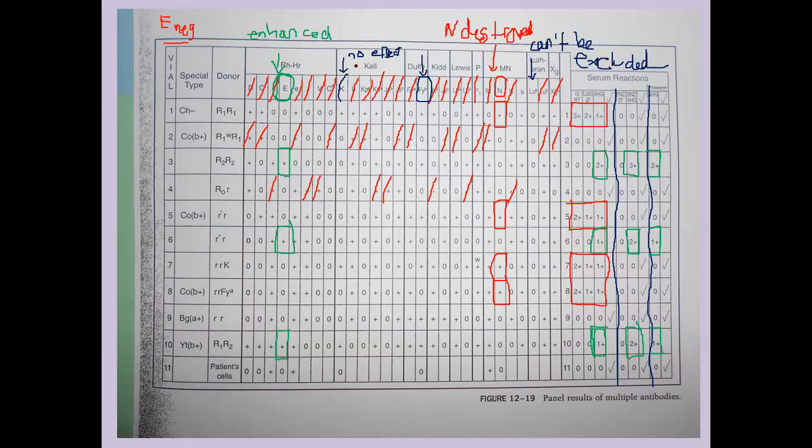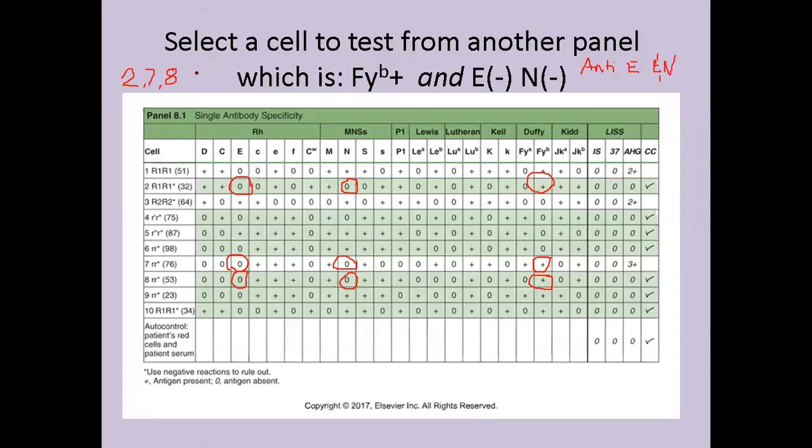We did additional work for the Duffy B because we could not completely rule that one out, and so we did a select cell panel where we found 3 cells that were negative for both E and N antigens but positive for Duffy B. When we did that testing, we had negative reactions, and that eliminates the possibility of them having a third anti-Duffy B. Okay, so that wraps up that really tricky multiple antibody case.